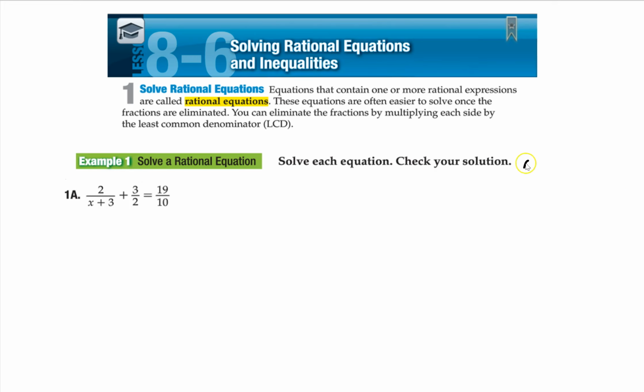Step 1 is to find your restrictions. If you remember when we did that earlier, find restrictions. Always set the denominator equal to 0, right, because those numbers you can't be. So find your restrictions. And then step 2, we're going to find the LCD.